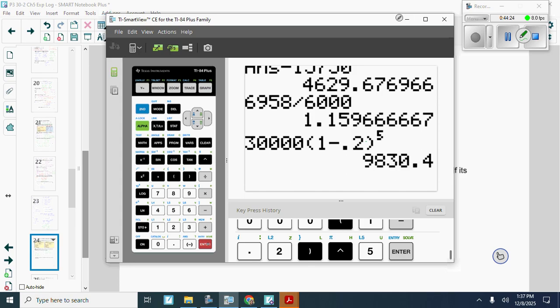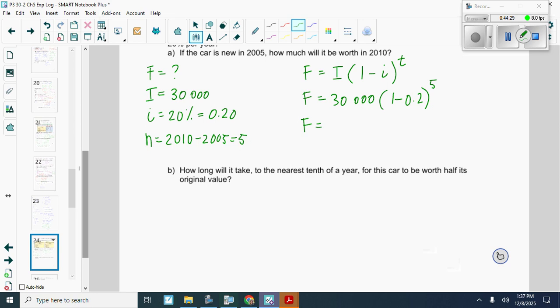So that beautiful $30,000 car in 5 years isn't even worth $10,000 anymore. That's the reality of cars.